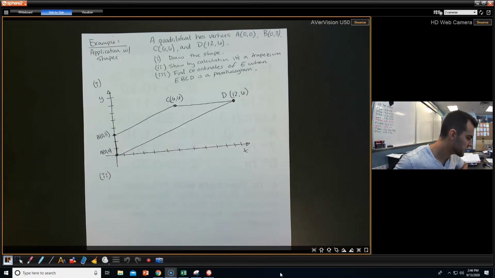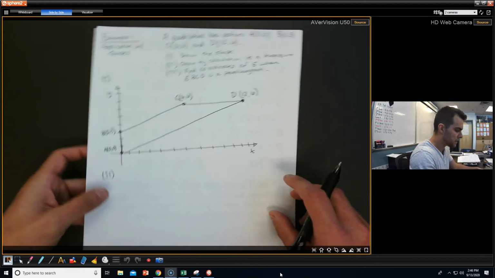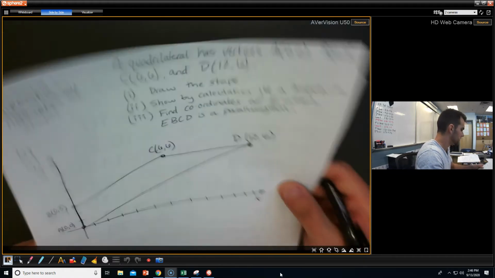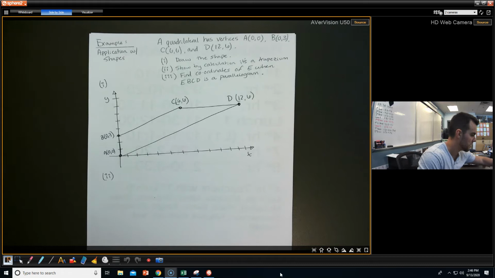So part 2 is asking, show by calculation it's a trapezium. Well, if we are looking at our chart for our quadrilaterals, we really want to make sure we know what it's asking for and remind ourselves how to actually figure out if it's a trapezium or not. And I have misplaced my page. That is not good. Do not misplace your notes, ever. This is what happens. And there I found it.